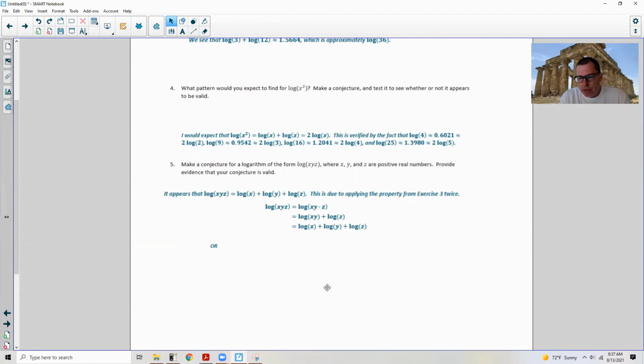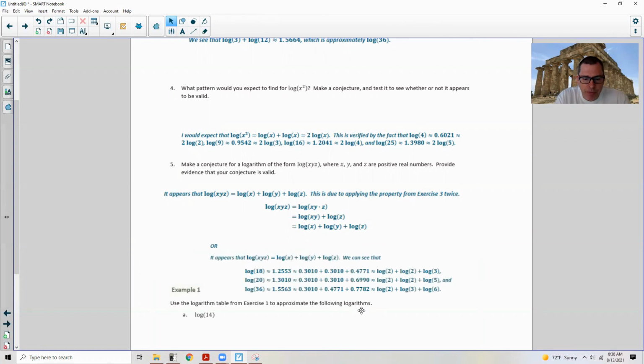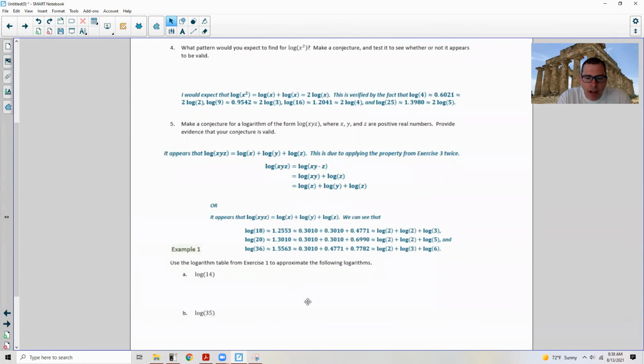But Bobby says that it's this. Which one is correct? The reason I'm doing this is because I copied this from the teacher edition. It says it appears that log of xyz equals log x plus log y plus log z. We can see that log of 18 equals 1.2553, which is approximately 0.3010 plus 0.3010 plus 0.4771, which equals log of 2 plus log of 2 plus log of 3. Okay, so I want you to focus on this and you tell me where the problem is.